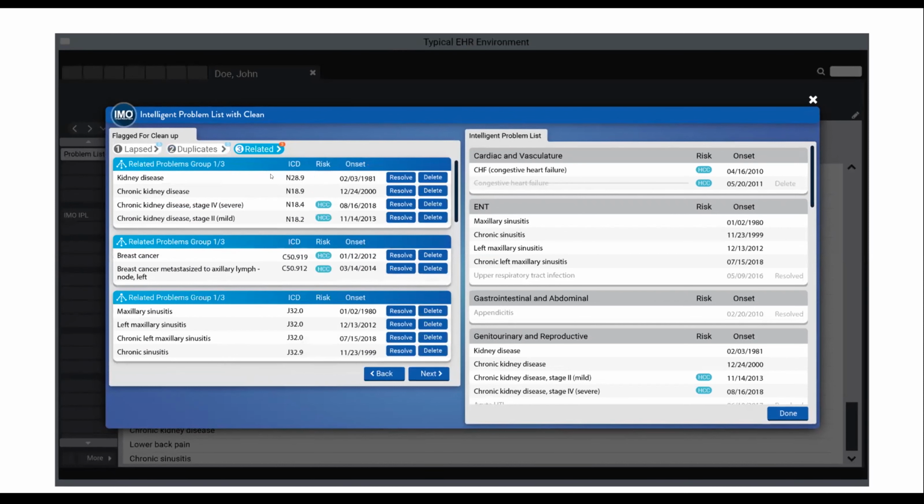Now on to related. This is where it gets a bit more interesting. This is much harder for a programmatic dupe check to find, because you can't just say, show me all of the matching SNOMED codes, or show me all the matching descriptions, or even the matching ICD-10 codes, because even though this first group are all related to kidney disease, they all have different ICD codes. So it'd be real difficult to be able to say programmatically, yeah, these are all related. But IMO can. We understand the relationships between our terms, and all of your problem lists are full of IMO terms right now. You're all Problem IT users, so your content is all IMO-ified already.